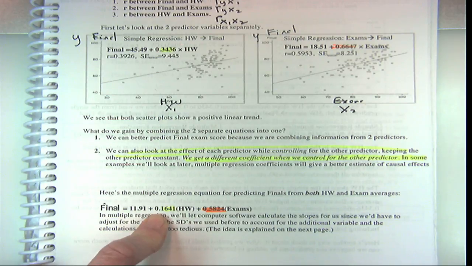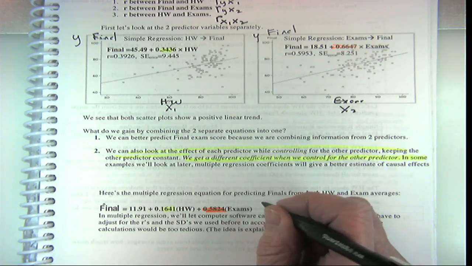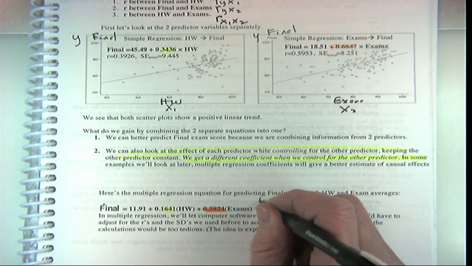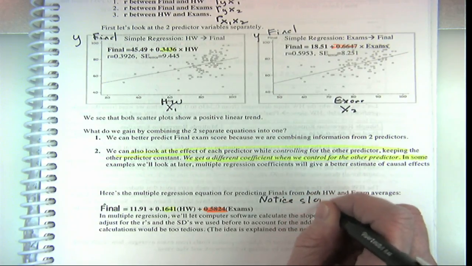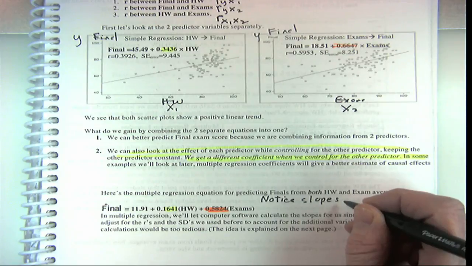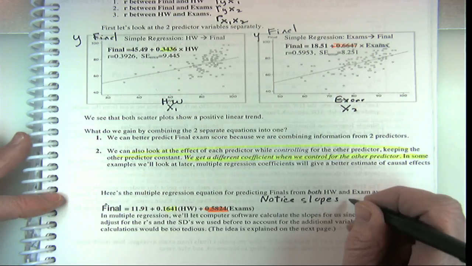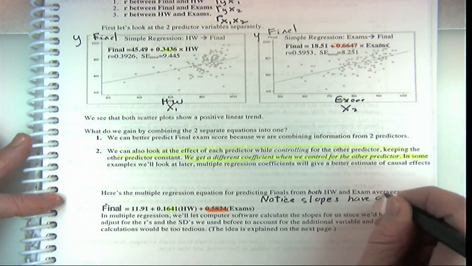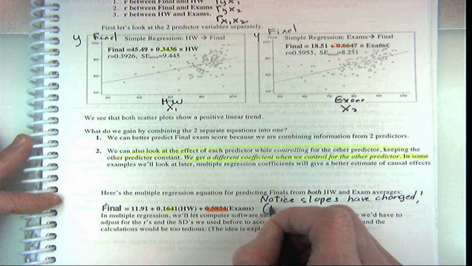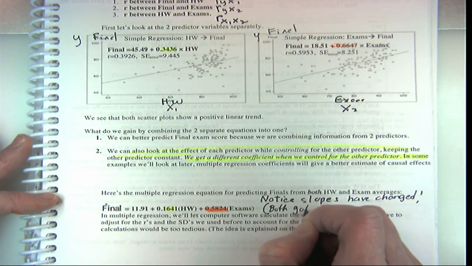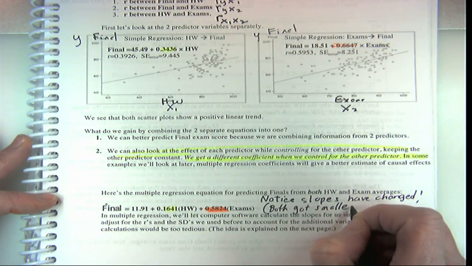So let's write some of this down. Notice right here that the slopes have changed. They both got smaller. These got smaller from up here. Notice slopes have changed, and they always will change. But in this case, they both got smaller. Sometimes they'll get bigger. Sometimes one will get bigger, the other will get smaller. Sometimes it's hard to predict.